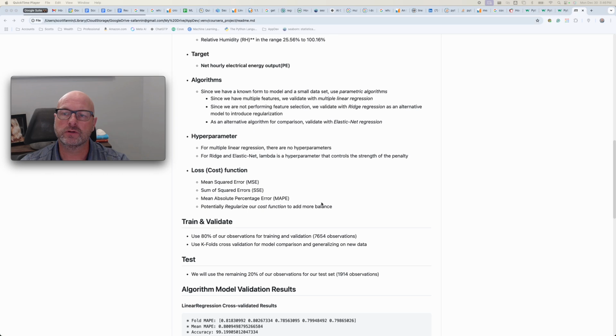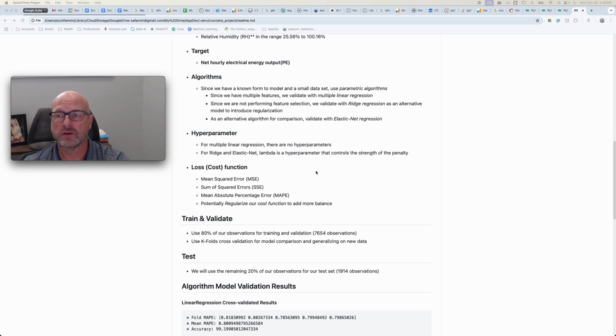For our hyperparameters, multiple linear regression has no hyperparameters. For the other two algorithms, there's a lambda hyperparameter, and it controls the strength of the penalty on the coefficients. For our loss cost function, there are a few that I was going to look at: mean squared error, sum of squared errors, mean absolute percentage error, and then we'll also potentially use a regularized cost function to add more balance as well.